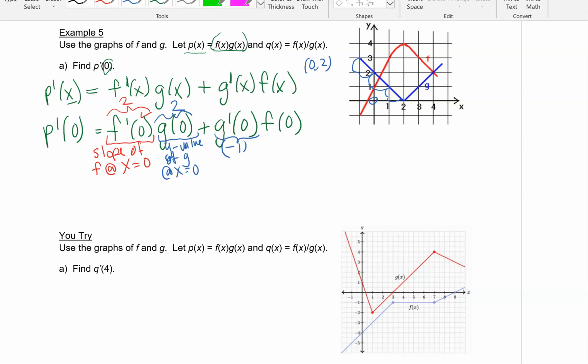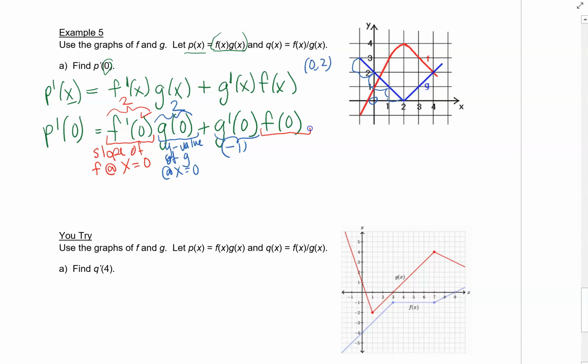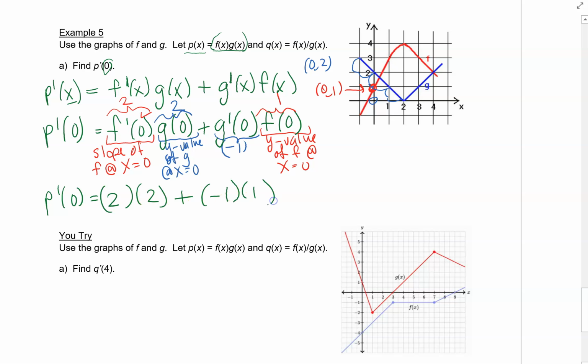And then what's f of 0? F would be the y value of f at x equals 0. So in this case, that would be 1. 0, 1. So then this value is equal to 1. So then what is p prime of 0? It's just 2 times 2 plus -1 times 1. Once I went ahead and read all those values off the graph, that's 4 minus 1 is 3.